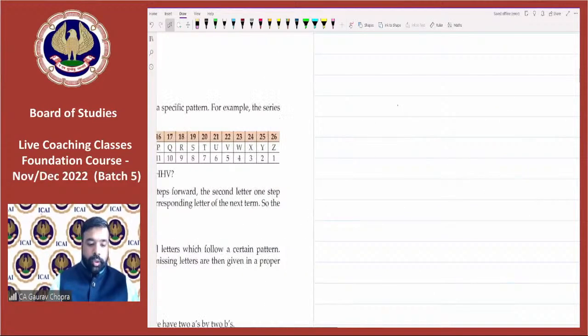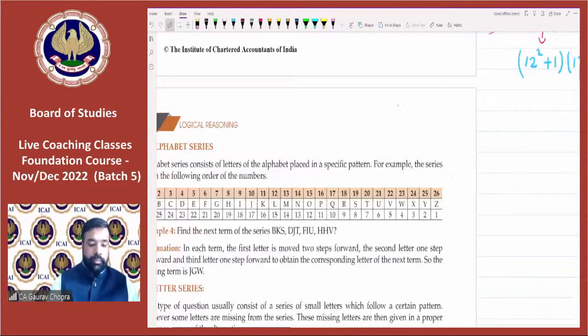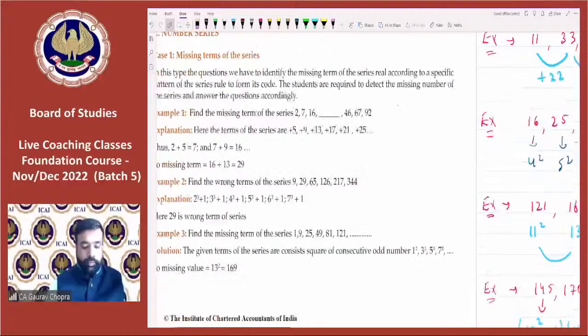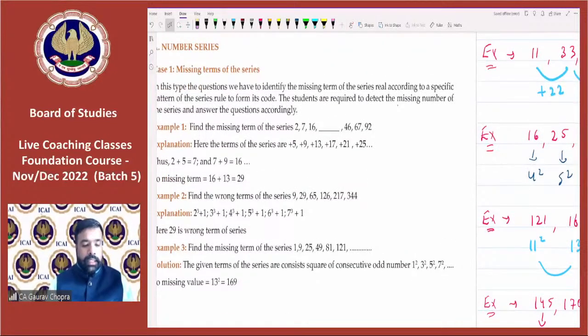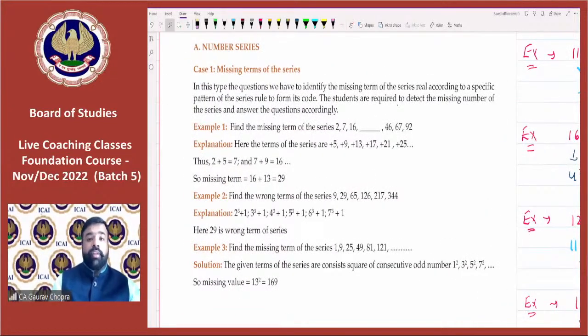Okay. So, let us try some examples from the book. From example number 1, we have one missing figure in the series, and we have to find that. So 2, 7, 16, dash, 46, 67, 92. What is the logic? From 2 to 7, we are having plus 5.